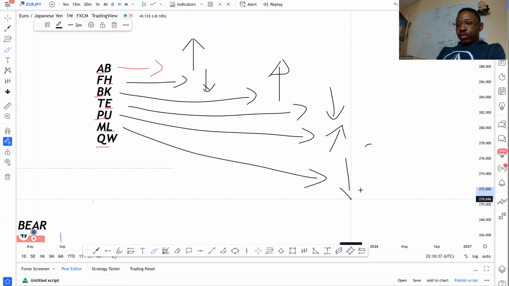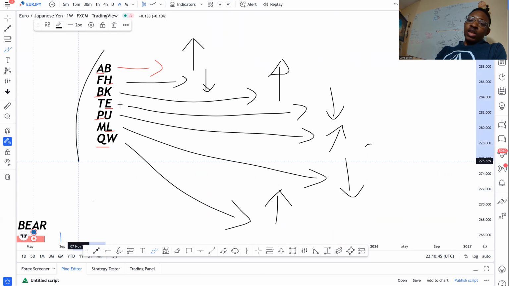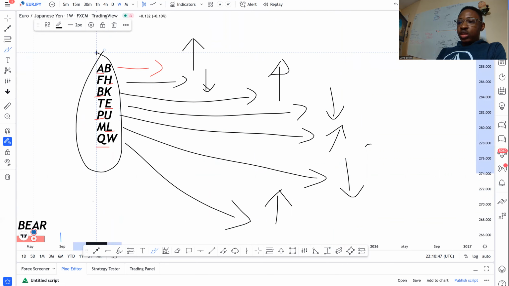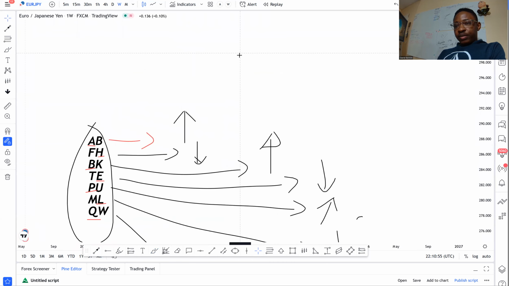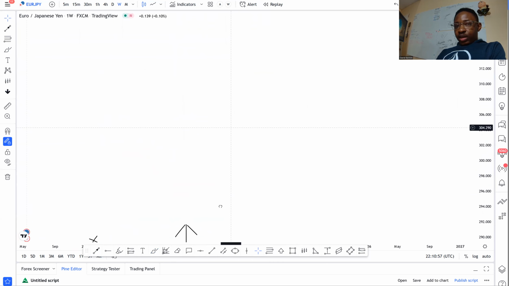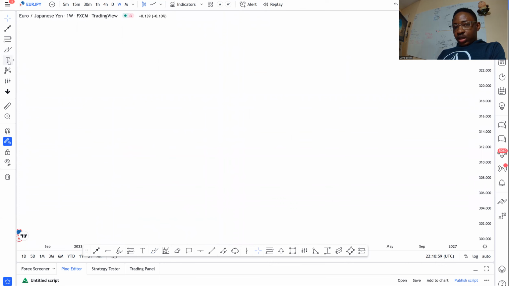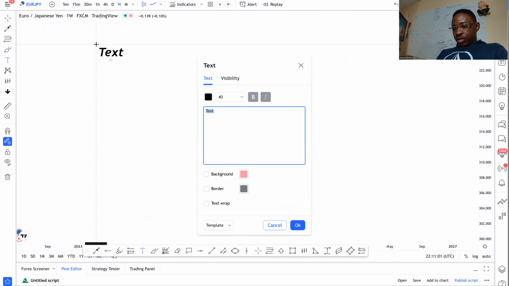KW, the market will push up, right? So depending on which of the teams is winning, that is what is going to determine the direction of the market, right? So let's do something else. Let's look at the opposite. Let's try and do something a little tricky.